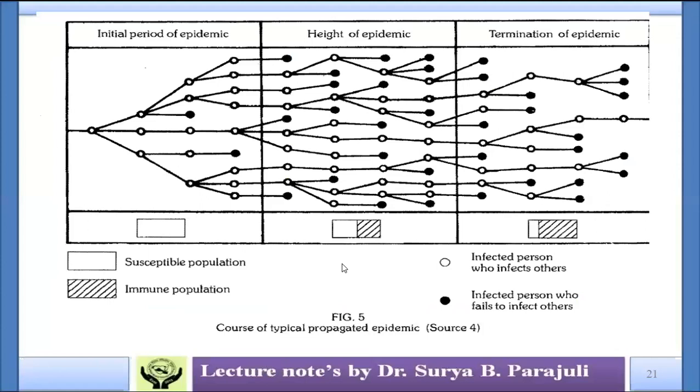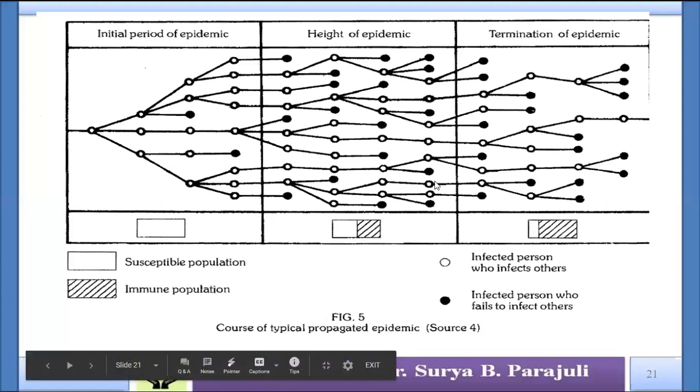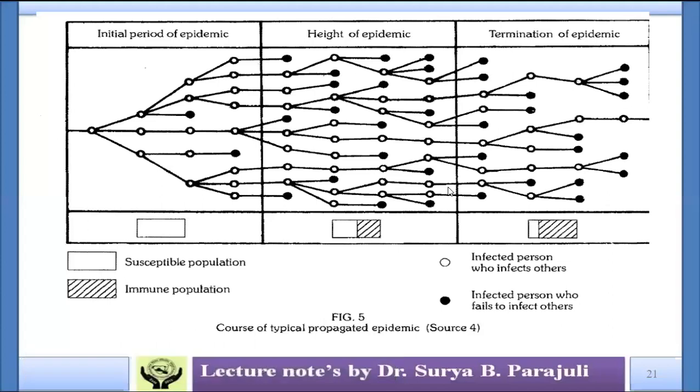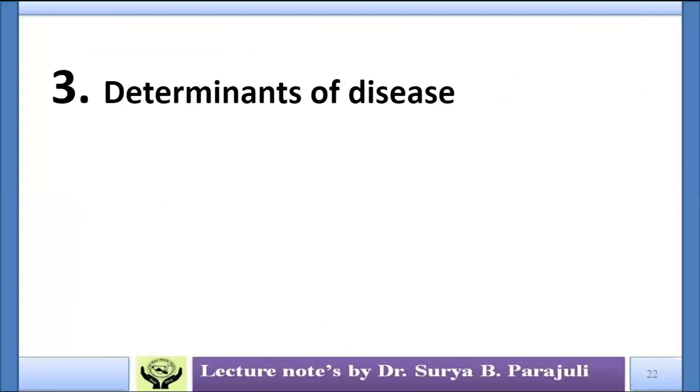So now, again, you can see this figure, and this is the course of a typical propagated epidemic. So our current COVID-19 outbreak is a typical propagated epidemic. Now you can say COVID-19 is a typical propagated epidemic. So what are the determinants of the disease? What are the factors responsible for COVID-19? So these are the determinants. What are the factors responsible for a dengue outbreak?